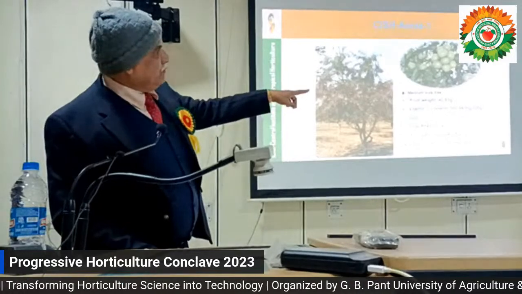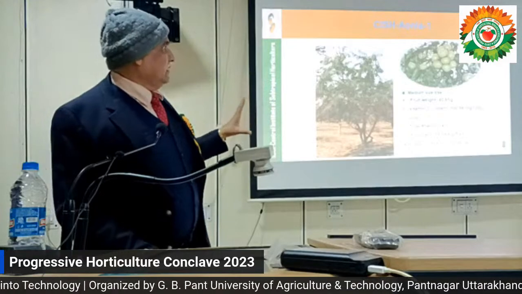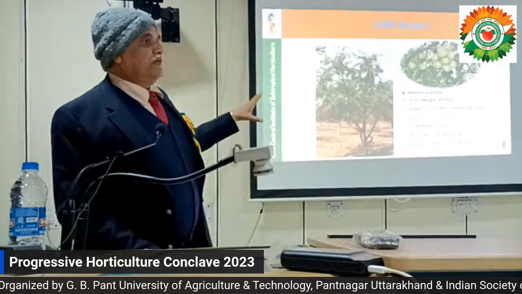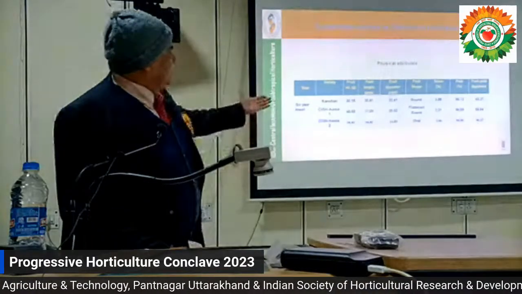You see 500.9 mg per 100 gram of the pulp. Total phenol is also high and fruit is also high. So this variety we have released from the institute level. And second, we have compared with the Kanchan variety.